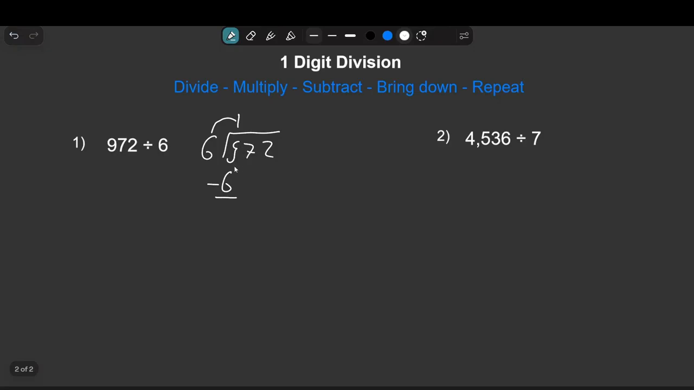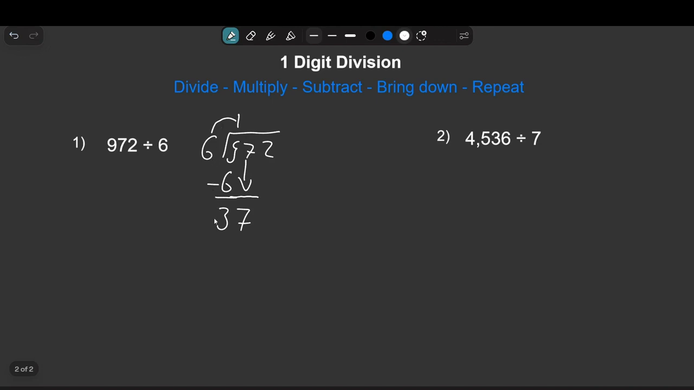and we subtract the 6 from the 9. So 9 minus 6 equals 3. Now the next step is to bring down the digit next to the 9. So like this we bring it down and we have 37. Now we're going to repeat the process, but with 37.